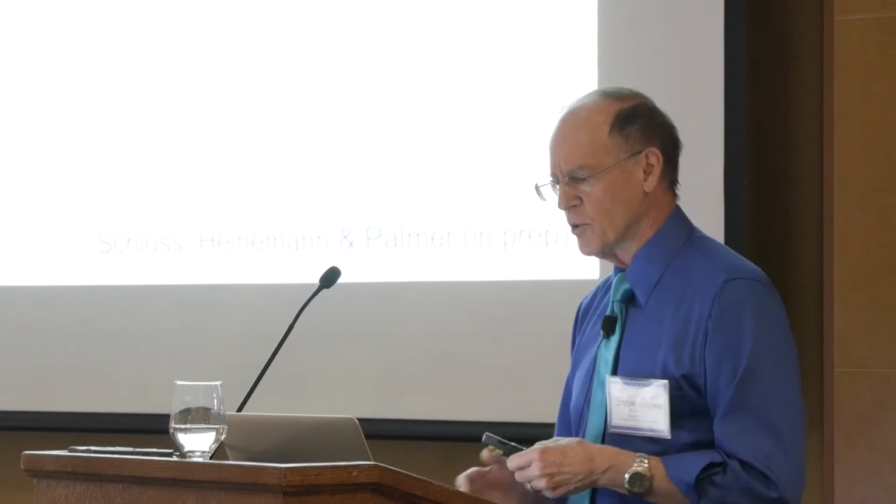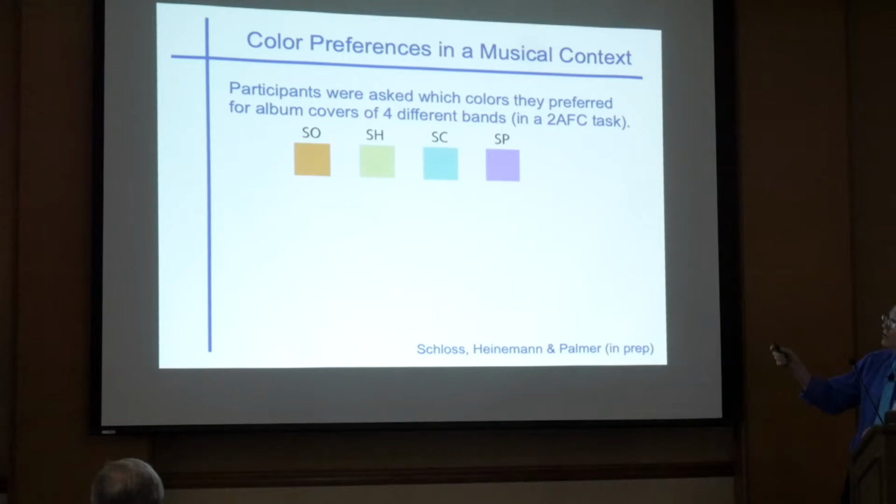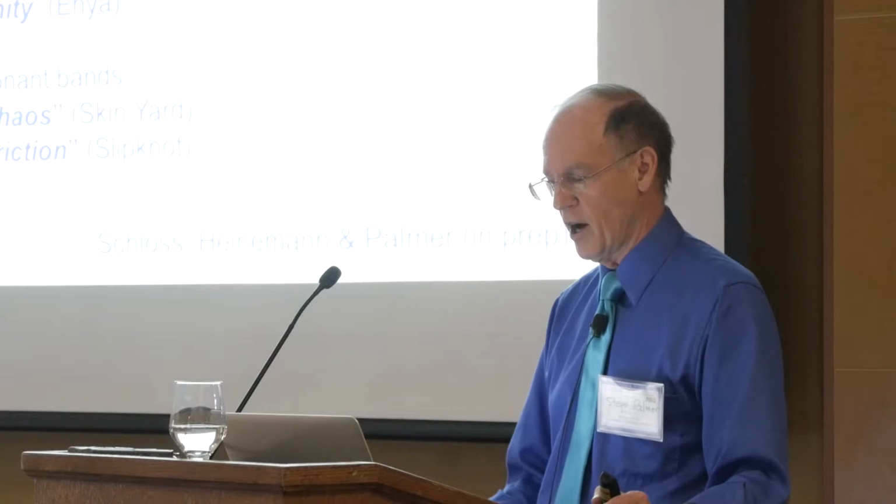The colors we picked were not the unique hues, but these in-between ones: saturated orange, chartreuse, cyan, and purple. And we had 2 harmonious bands. We called them Peace, which was really Celine Dion, and Unity, which was really Enya. And 2 dissonant bands that we called Chaos, which was really Skynyrd, and Friction, which was really Slipknot.